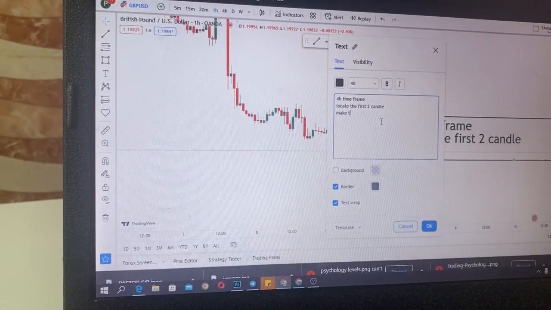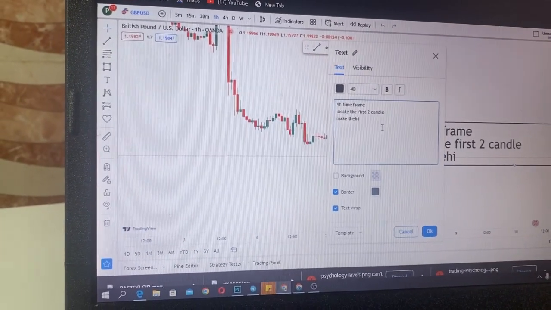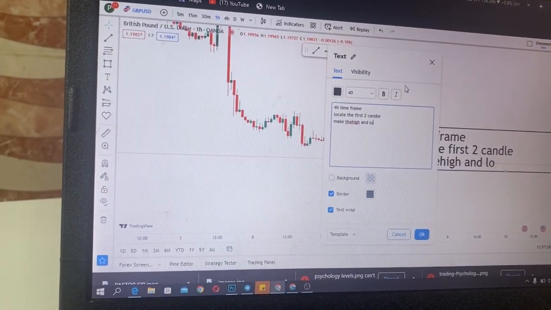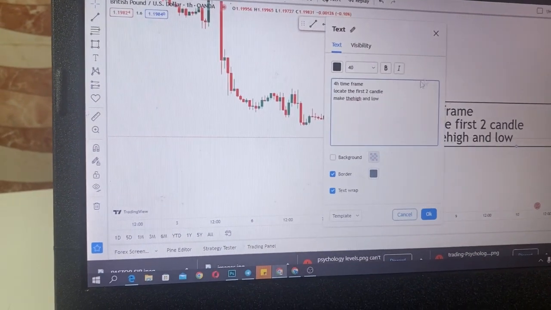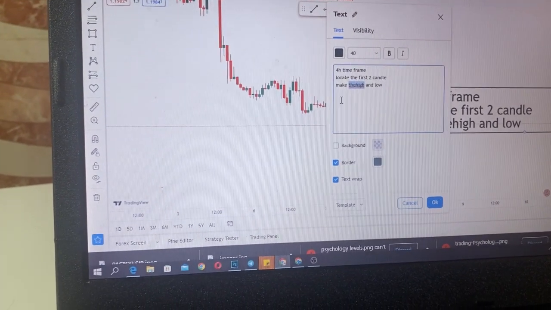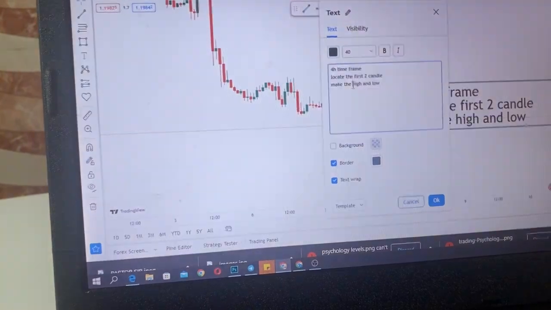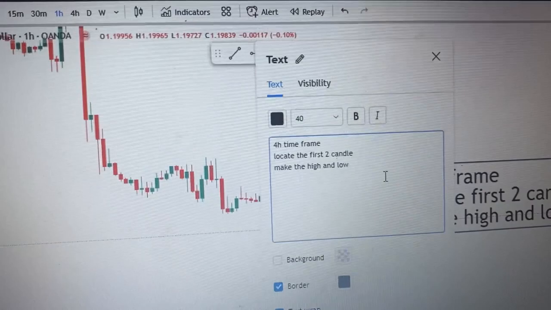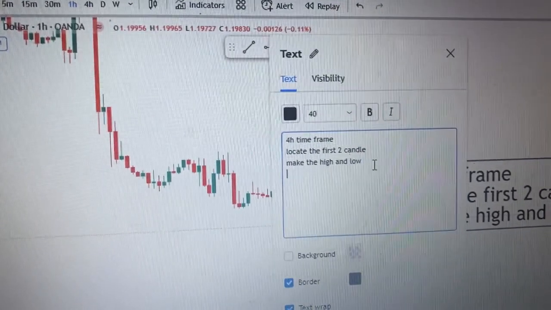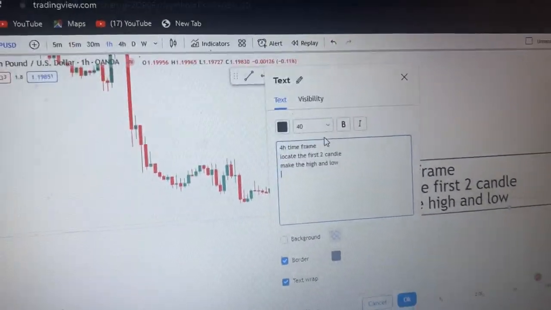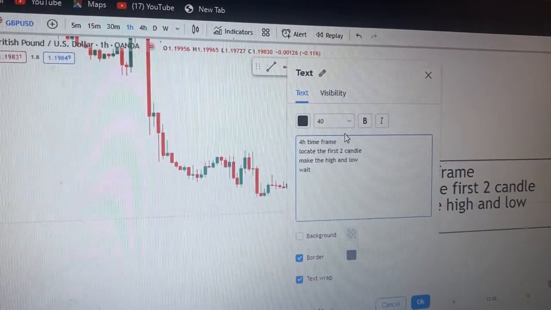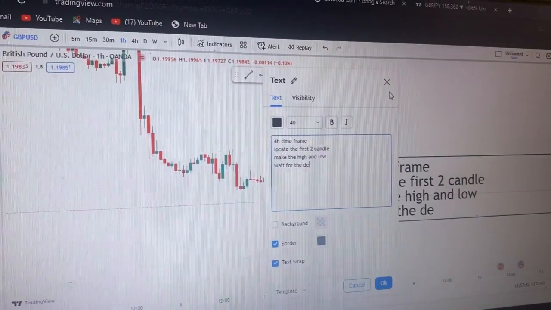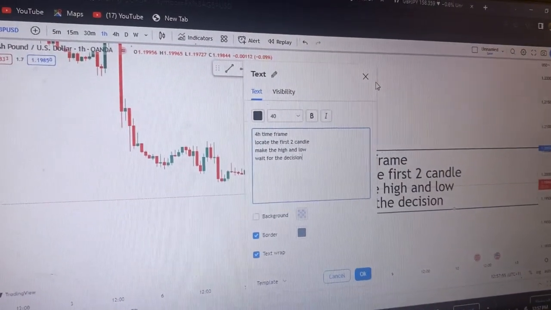You mark the high and low of the candle. And the fourth one, you wait for the decision candle.